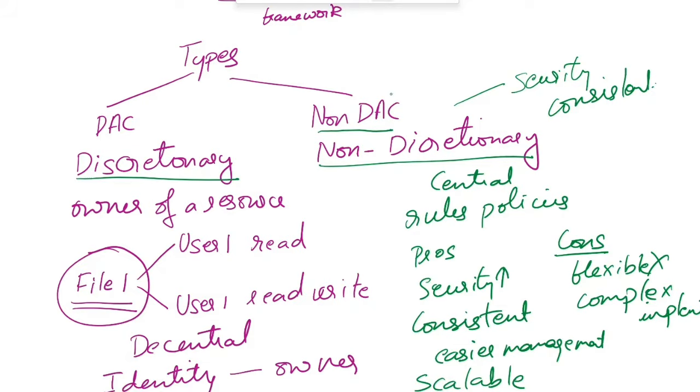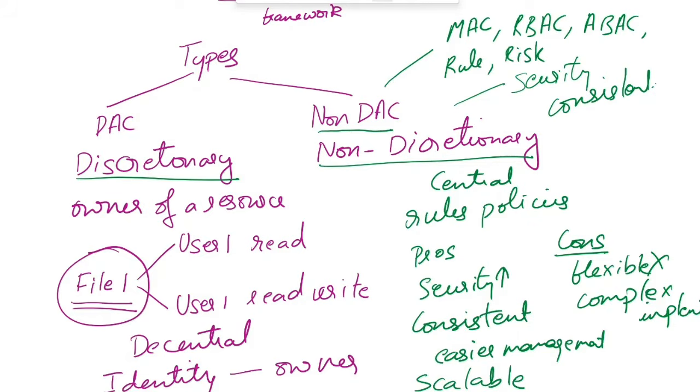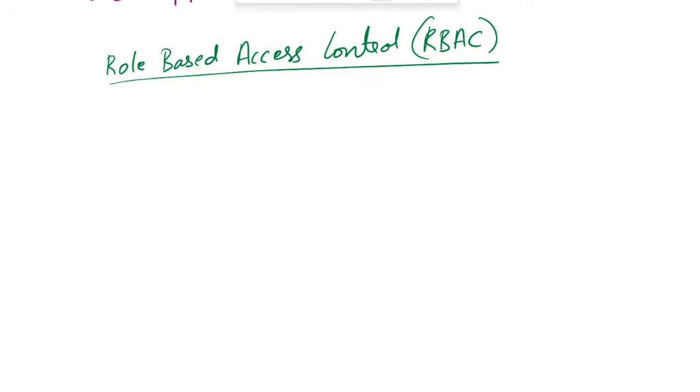So in non-DAC there are many different types, like MAC, that is mandatory access control; RBAC, that is role-based access control; ABAC, that is attribute-based access control; rule-based access control; risk-based access control, right? We'll go through all of these one by one. The first non-DAC access control model that we'll discuss is RBAC, that is role-based access control.